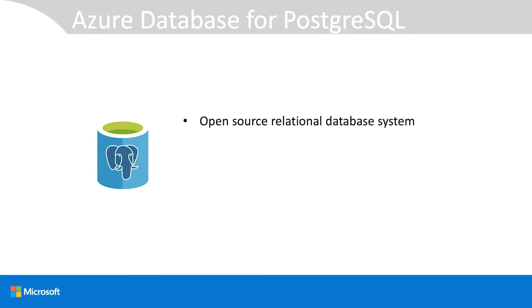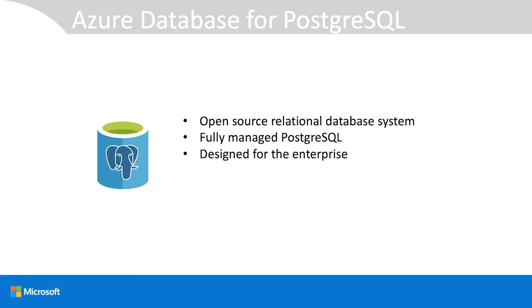PostgreSQL is another open source relational database system. It was originally designed to run on Unix or Linux, but it's now also available for Mac OS, OpenBSD, FreeBSD, and also Windows. Azure Database for PostgreSQL is a fully managed implementation of PostgreSQL, and because it's designed to support a very large number of users, it's designed with the enterprise in mind. Pricing for PostgreSQL is similar to the pricing offered for Azure Database for MySQL. There's a basic tier, a general purpose tier, and a memory optimized tier for maximized performance.